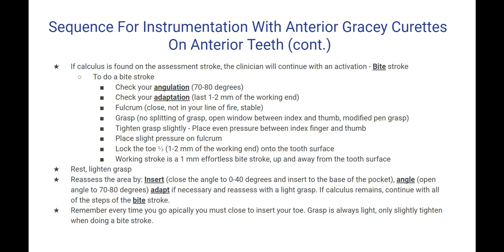The working stroke is a 1 millimeter effortless bite stroke up and away from the tooth surface. Rest, lighten your grasp. Reassess the area by insert. Close the angle to the 0 to 40 degrees to insert to the base of the pocket. Angle, open the angle to 70 to 80 degrees. Adapt if necessary and reassess with a light grasp.